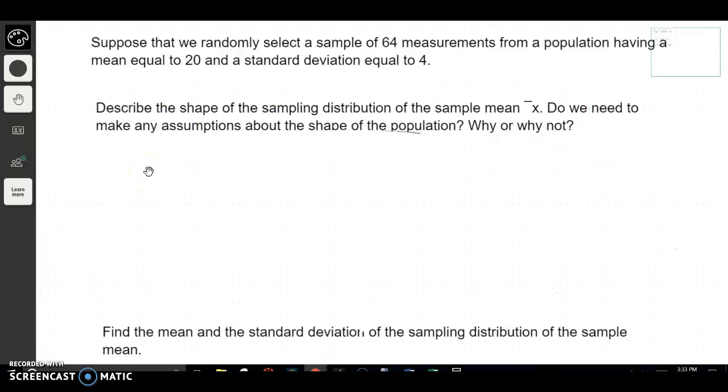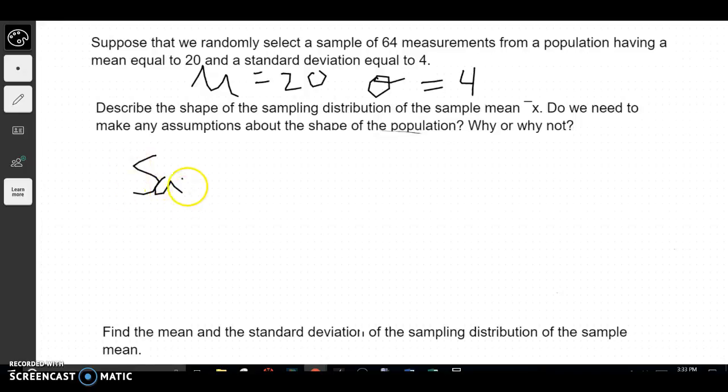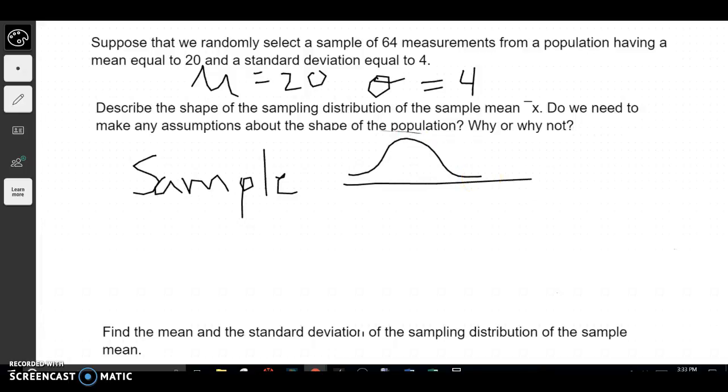Suppose that we have a random selection of 64 measurements from a population, and the mean of this is 20 and the standard deviation of this is 4. They ask us to describe the shape of the sampling distribution of the sample mean. Well, the shape of the sampling distribution of the sample mean should become normal. It should always become normal because the more and more averages we take, they all start getting closer and closer to the actual average.